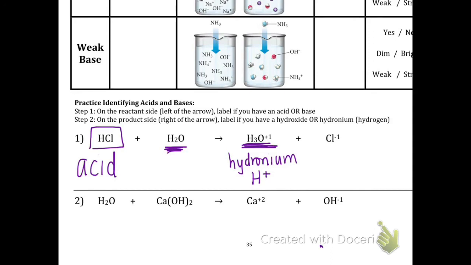So if we look at this next example, that's water. It's not an acid or base. So we've got to look at this compound right here. You spot that OH right here, so you know that this is a base. On the other side then, a base will always have a hydroxide. Now that's not a hydroxide, but this is. So you're going to label right underneath it, this is a hydroxide.